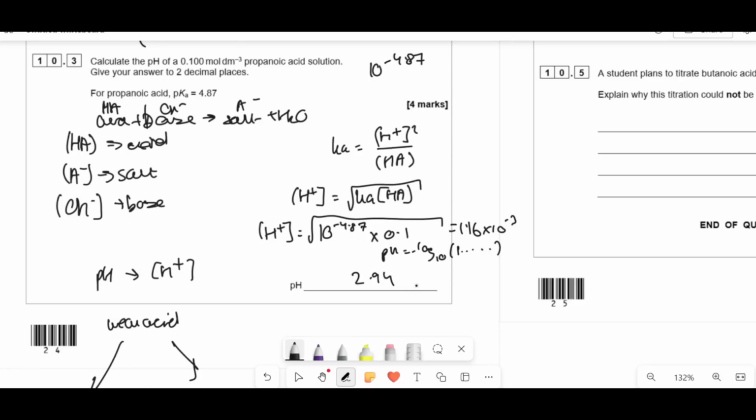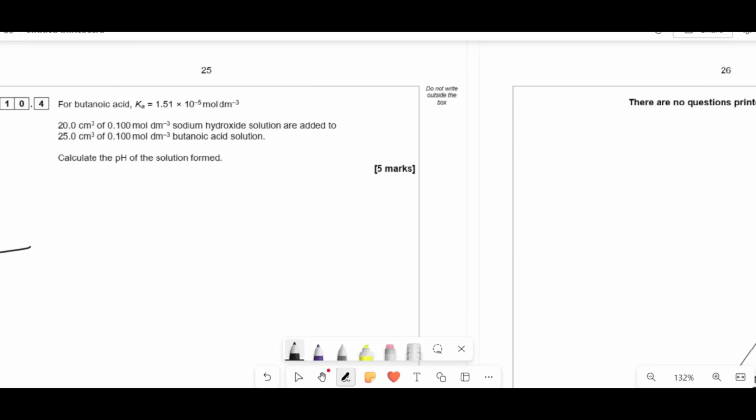There you go. It should be 3 marks. 10.4 then. So 29 people got all marks. It should be 100. Because the reason people do this is because they don't read the question.